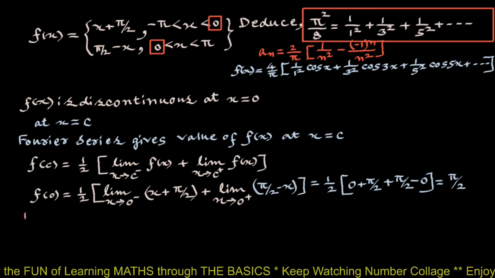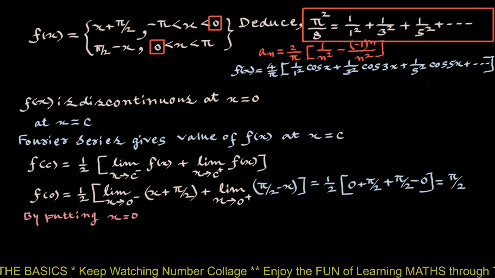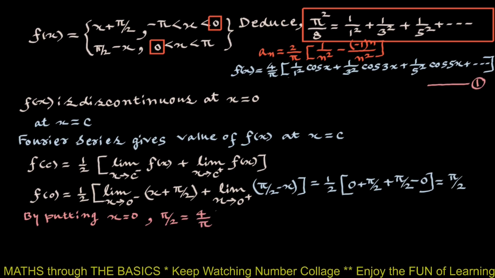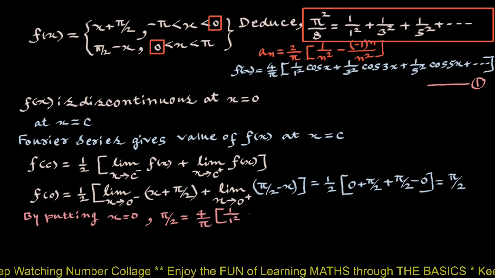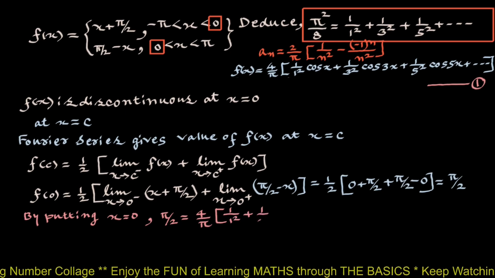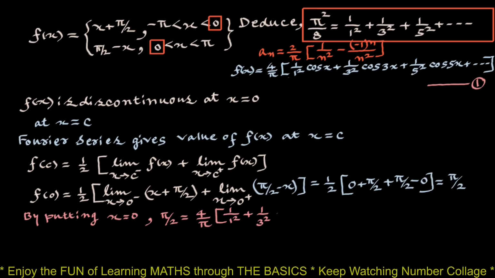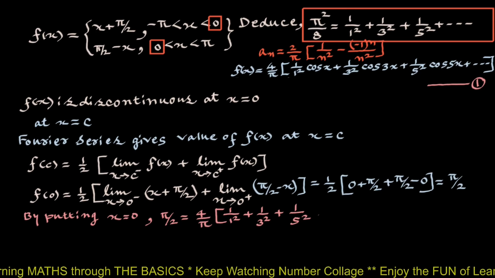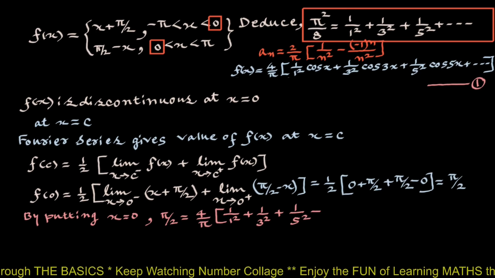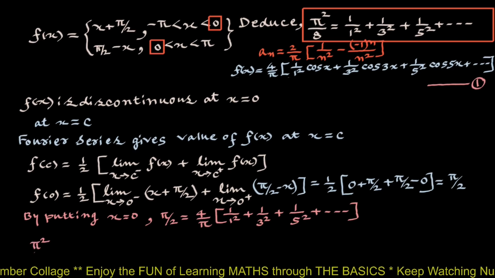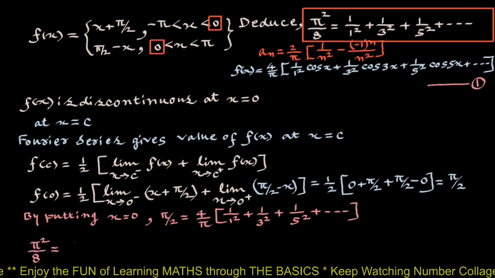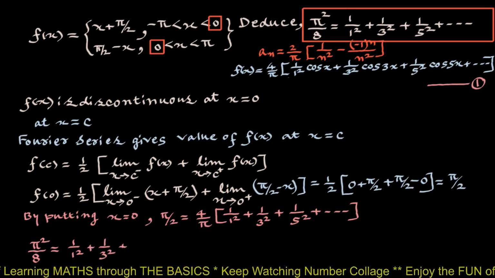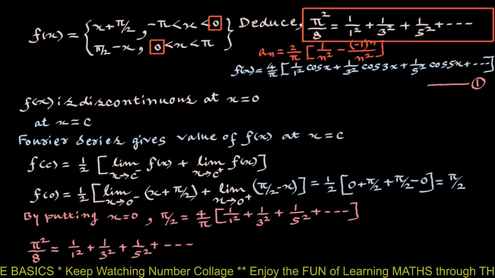Now by putting x equals 0 in this expression 1, it will be pi by 2 equals 4 upon pi into 1 upon 1 square cos 0, which is 1, plus 1 upon 3 square cos 3 into 0, cos 0, which is 1, plus 1 upon 5 square cos 5 into 0, cos 0, which is 1 again, plus so and so forth. This will be pi square upon 4 2s are 8 equals 1 upon 1 square plus 1 upon 3 square plus 1 upon 5 square plus so and so forth, which is what we have to deduce.